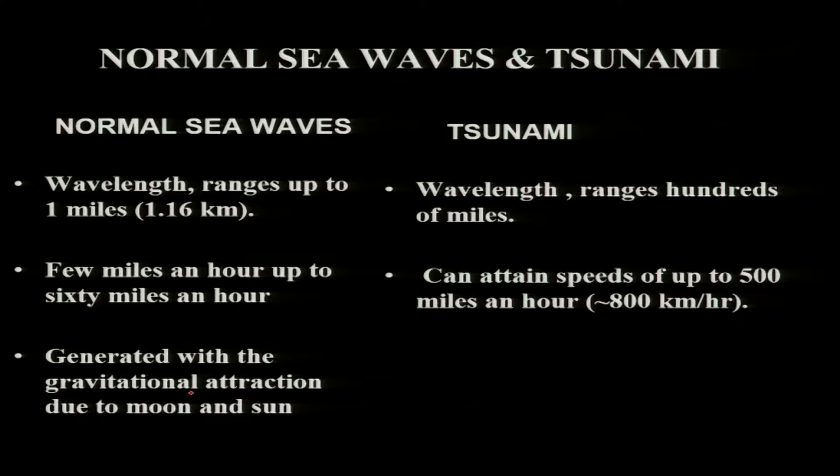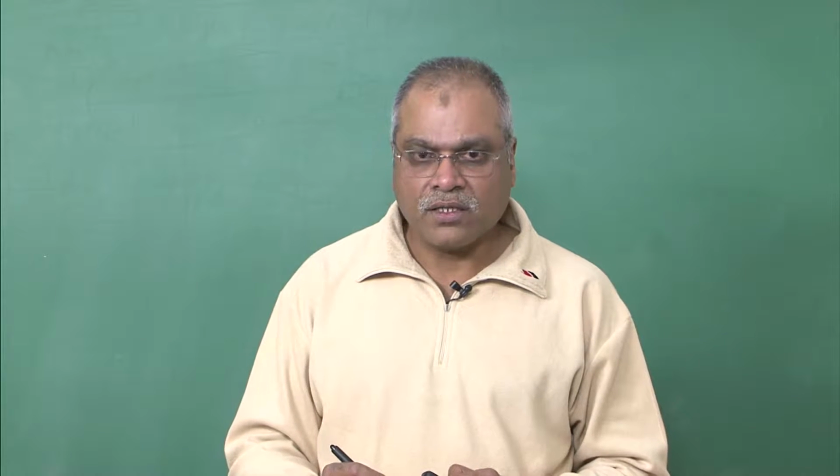Normal waves are generated because of the gravitational attraction of the sun and moon, but tsunamis are generated by earthquakes. The mega tsunamis are always triggered by earthquakes. So, these are the major differences between the two. Normal sea waves have a wavelength of a few kilometers, whereas tsunamis have wavelengths of hundreds of kilometers, and the velocity of normal waves is not so high, but for tsunamis it goes to around 800 kilometers or more per hour. And as I mentioned, other than earthquakes, the other sources for triggering tsunamis are submarine landslides and meteoritic impact.